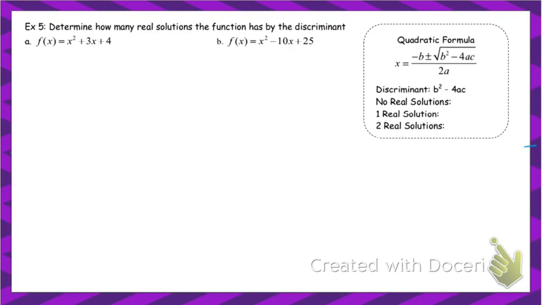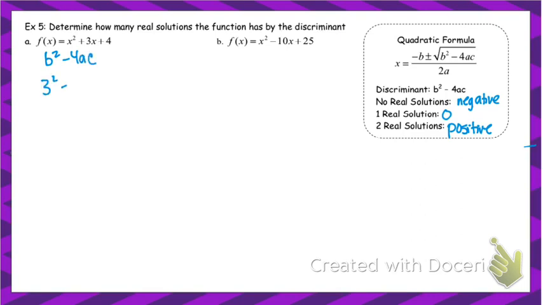So if that discriminant gives us a negative number, then there are no real solutions to that quadratic. That means it's going to look like it's opening like this or like this, away from that axis and not actually crossing it. If there is one real solution, then the discriminant is going to be 0. If the discriminant is positive, there are going to be 2 real solutions. So all we're going to do in this last one is just determine information about our solutions from the discriminant.